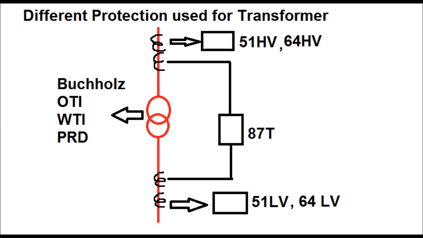The main relay is here 87T, or differential relay, and also 64 HV and 64 LV, which are called the HV REF relay and LV REF relay. Now HV REF and LV REF relays can be connected from bushing CT if bushing CT is available in the transformer. And in the HV side and LV side, relays are connected, that is 51 HV and 51 LV, which are called HV backup overcurrent relay and LV backup overcurrent relay.